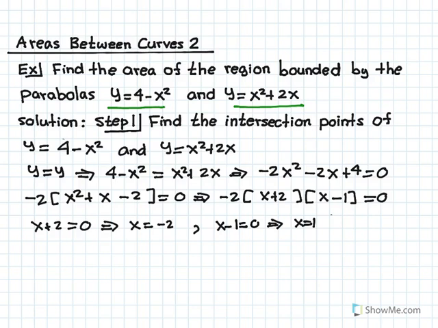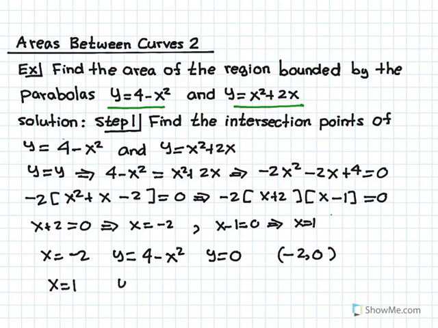We also need to know the y coordinates of intersection. Let's put x equals negative 2 into y equals 4 minus x squared. That gives us y equals 4 minus 2 squared, which is 4 minus 4, that's 0. So we get minus 2 and 0 as one of the points of intersection. Now let's put in x equals 1 into the other equation. It doesn't really matter which one you use because they intersect at that point. Y equals x squared plus 2x gives y equals 1 plus 2 equals 3. So the other intersection point is 1 and 3.